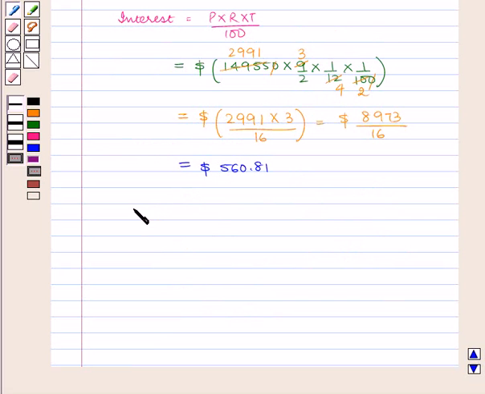Hence, the interest received by Mr. Smith in the given period is equal to $560.81, which is our answer.